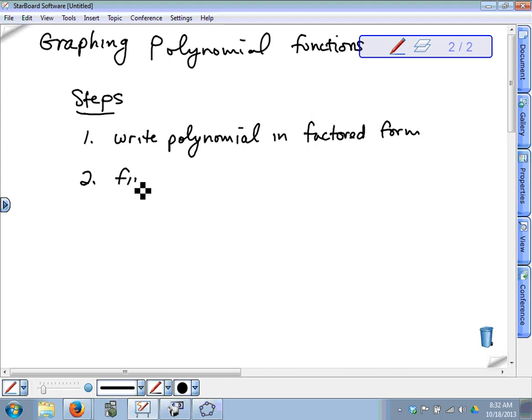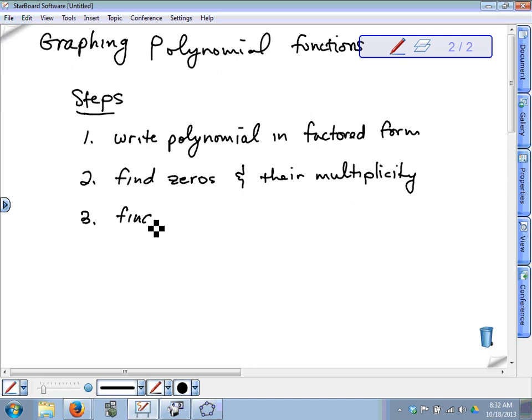Step 2 is to find the zeros. If it's not in factored form, you're not going to find the zeros. Find the zeros, and this is critical. Find the zeros and their multiplicity. You don't just find the zeros. You have to find the multiplicity, because that determines the type of zero it is. Is it one that crosses through the x-axis, or is it one that bounces off the x-axis? So find zeros and their multiplicity.